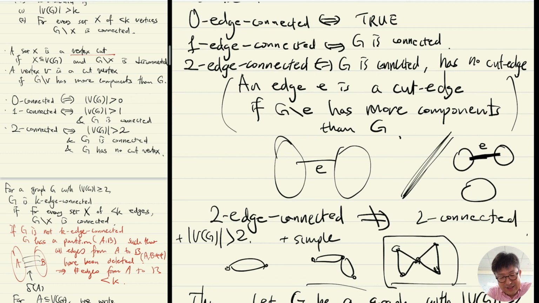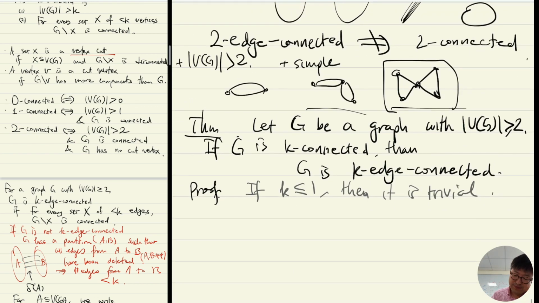Okay, so zero connected implies zero edge connected. One connected implies one edge connected. Sure. So we can assume the case n is at least 2.